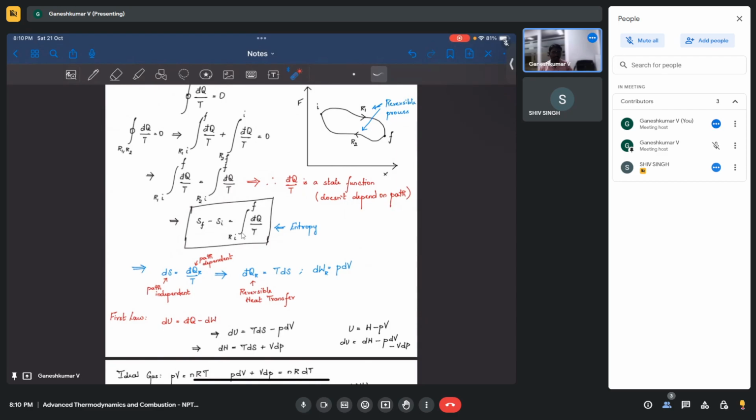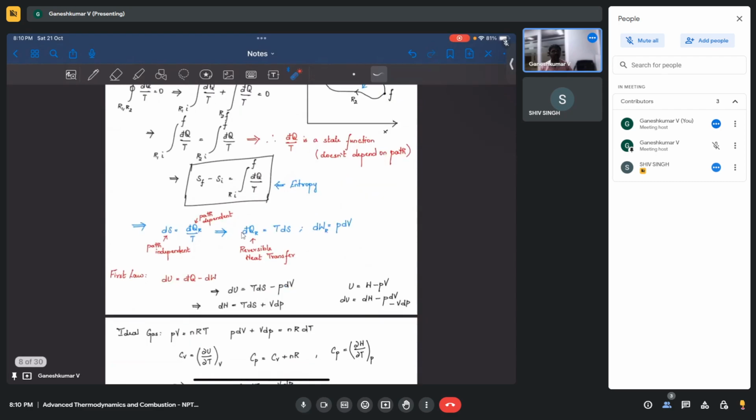So let's say if you have any initial and final state, and you are going through any process, you can replace it with a reversible process, and you can find the entropy change during that process, and that entropy change will be the same as the irreversible process's entropy change.